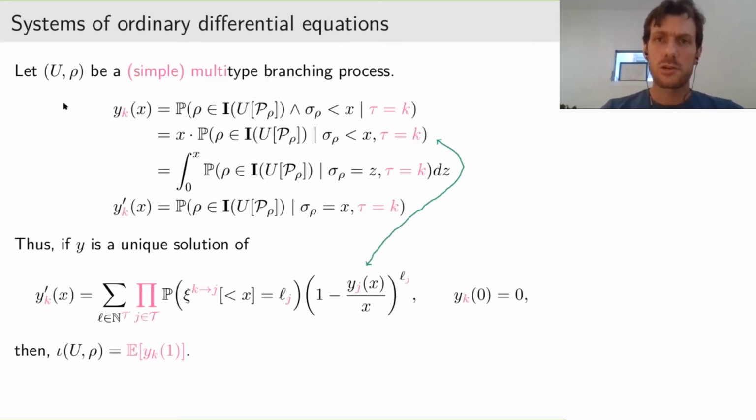For a multi-type branching process, we just have to add types. It doesn't make things much more complicated, but it does replace the ordinary differential equation by a system of ordinary differential equations, where the size is just the number of types. Okay, so it's not that complicated.